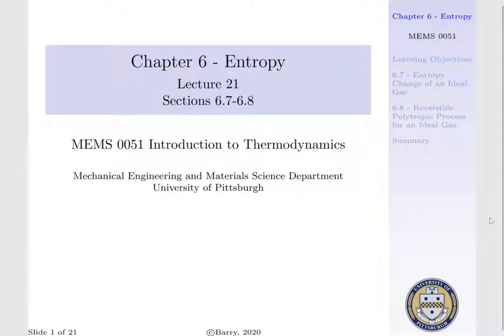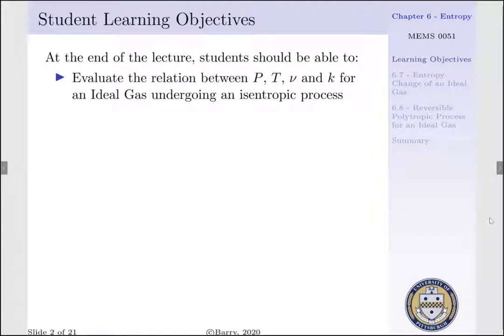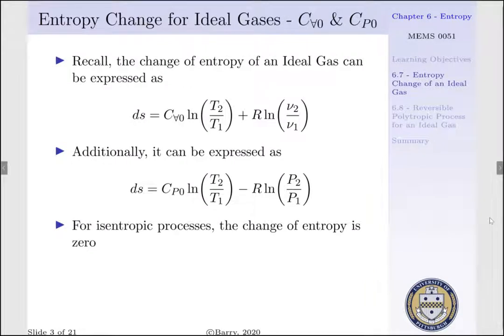Lecture 21 covers sections 6.7 through 6.8. At the end of today's lecture, you should be able to evaluate the relation between pressure, temperature, specific volume, and K for ideal gases undergoing an isentropic process. For us to quantify our change of entropy for ideal gases, that is, how our ideal gases behave undergoing an isentropic process, let us recall Gibbs's equations.